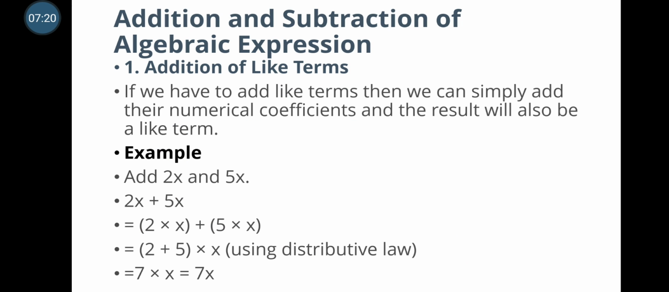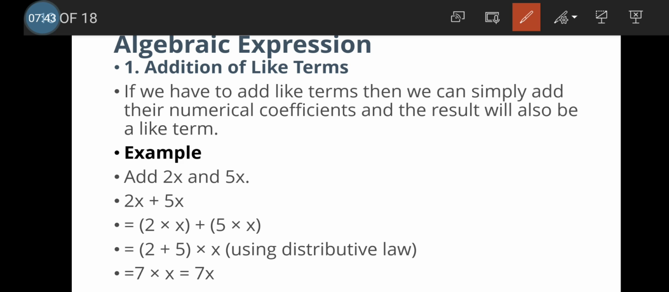Then addition and subtraction of algebraic expressions. So addition of like terms. If we have to add like terms, then we can simply add their numerical coefficient and the result will also be a like term. Like terms means you have the same variable. You can see in the example. So you have 2x and 5x. You need to add it. So you have x, the same variable with the same power, that is 1. So you can simply add the numbers alone. So you can take numbers 2 plus 5 and add it, that is 7. 7x you will get.